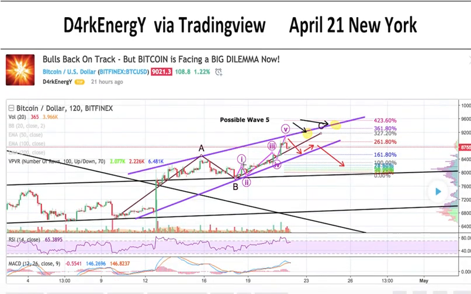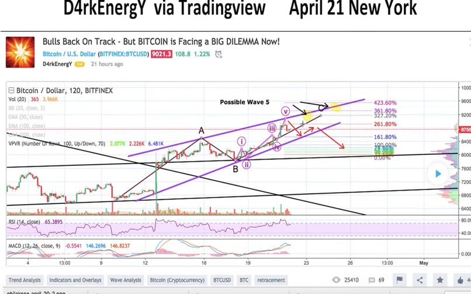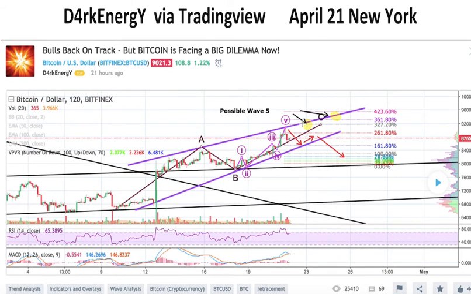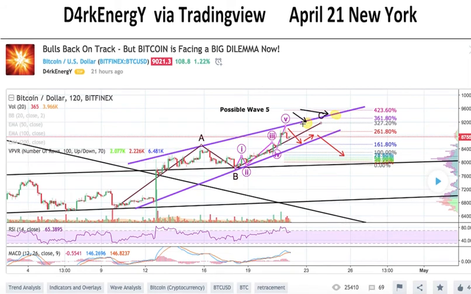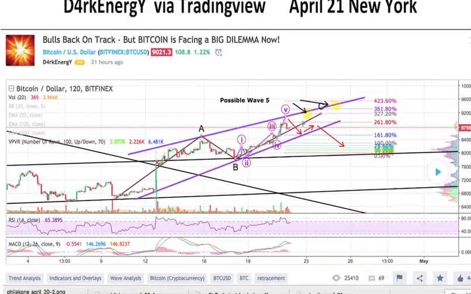D-Fork Energy sees us completing a wave of 5, or moving up a little bit more to 9,200, 9,400 before moving down again. His long-term perspective is bearish again. I think it was about a week ago, he came out with a report and he called for about the mid 4,000, 4,500 area. So he still holds to that long term.